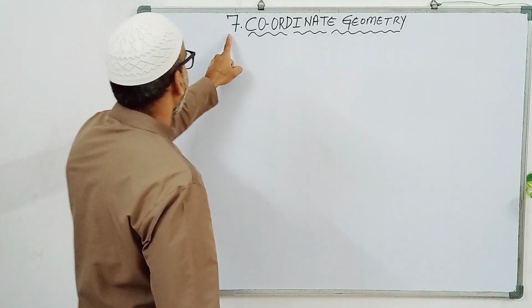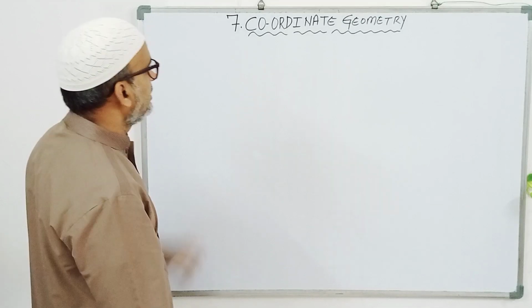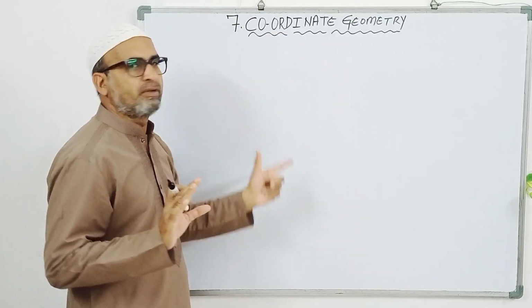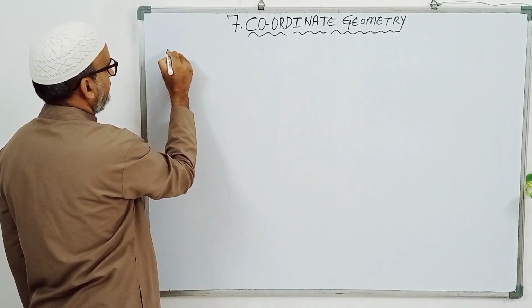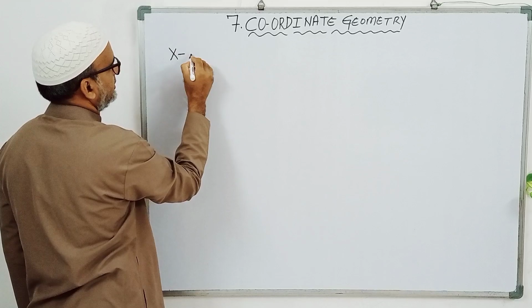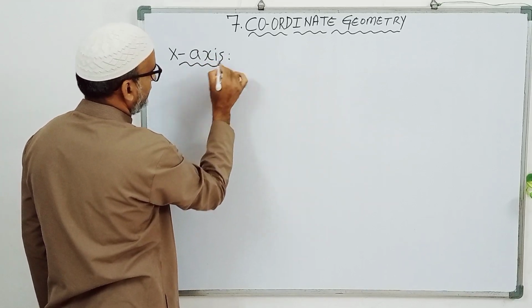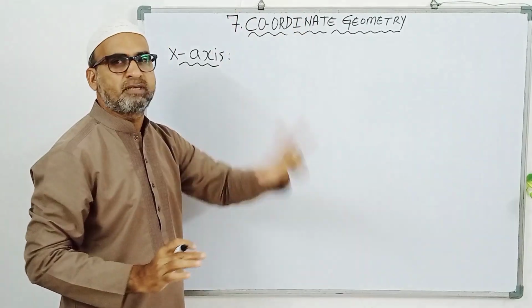Students, now the next chapter is the 7th chapter, coordinate geometry. Very important chapter. In this, the basic formulas, whatever you need, I am giving to you. So in this basic, first we should know what is x-axis. X-axis, this is a very important definition. All definitions and formulas based on this chapter I am giving today.